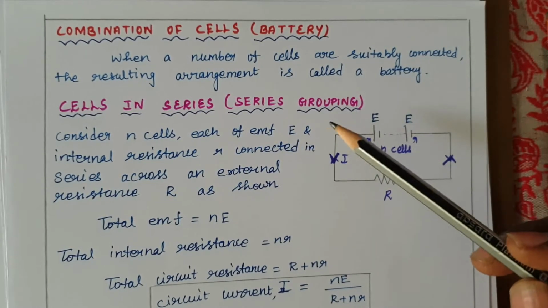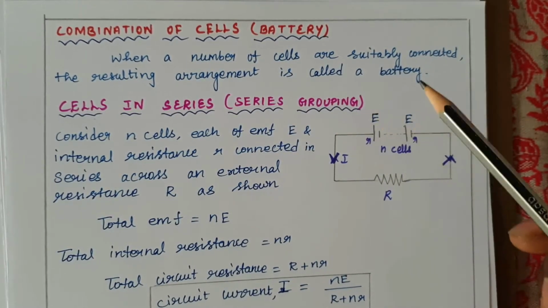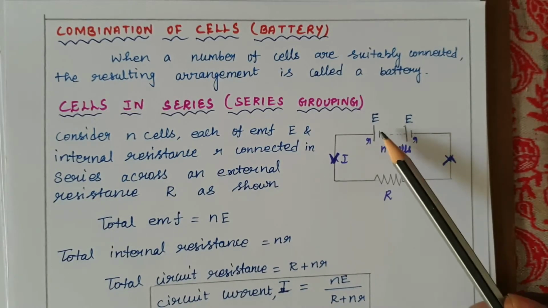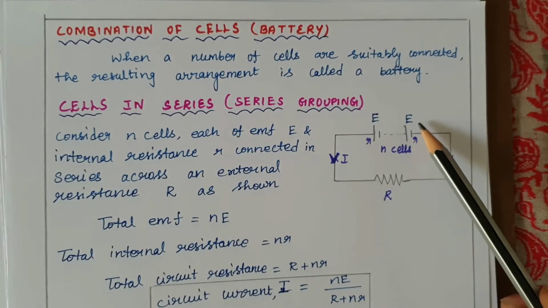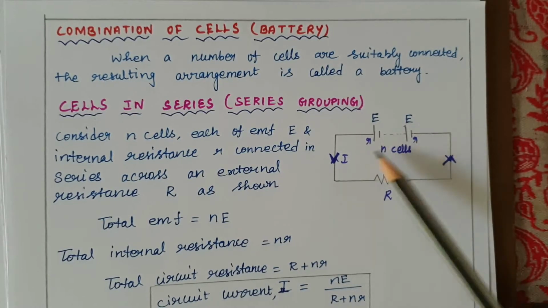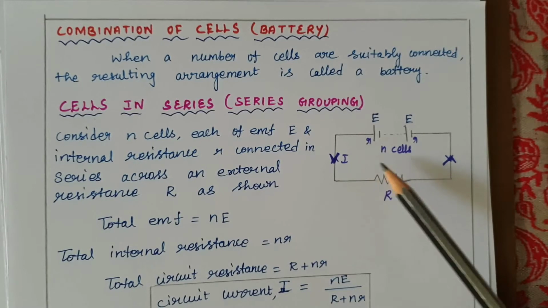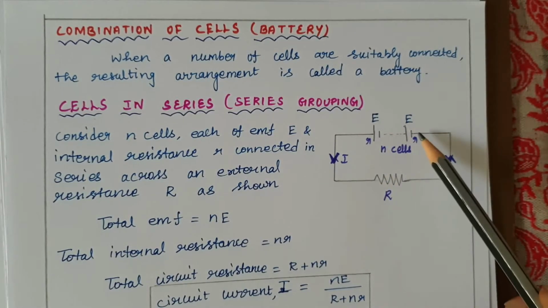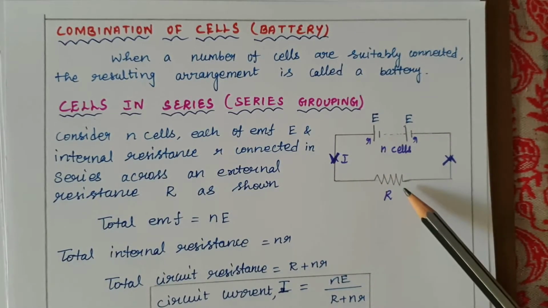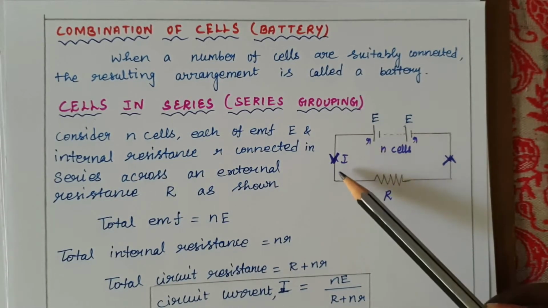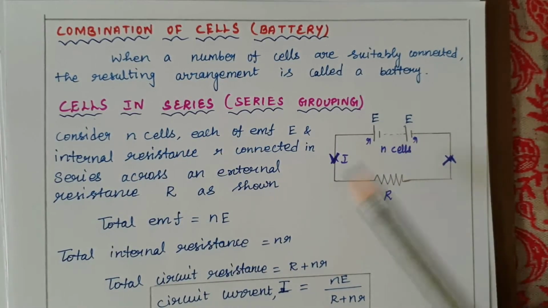That's what we are going to discuss now, cells in series. That is called a series grouping. You can see the diagram: I have taken two cells, each of EMF E, and the internal resistance is small r. Now when the device is connected to an external resistance R, the current starts flowing. The current entering is I, and the same current flows through the device.